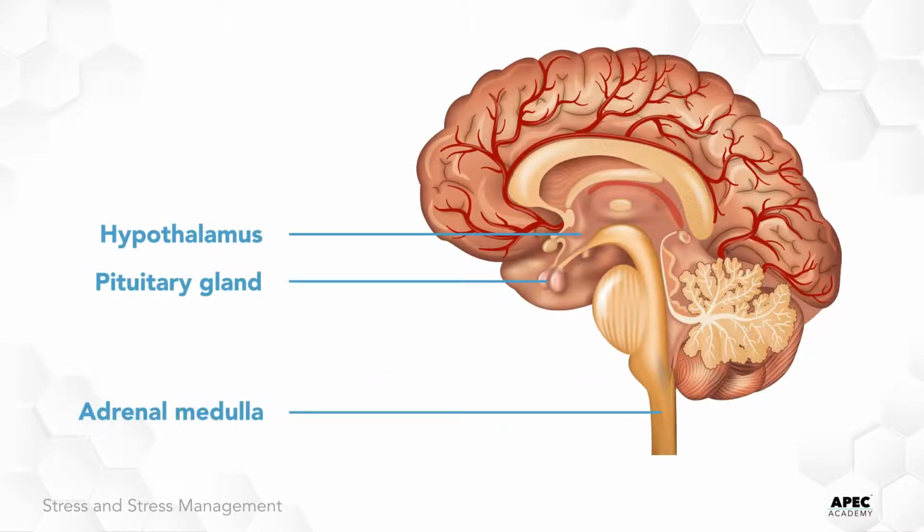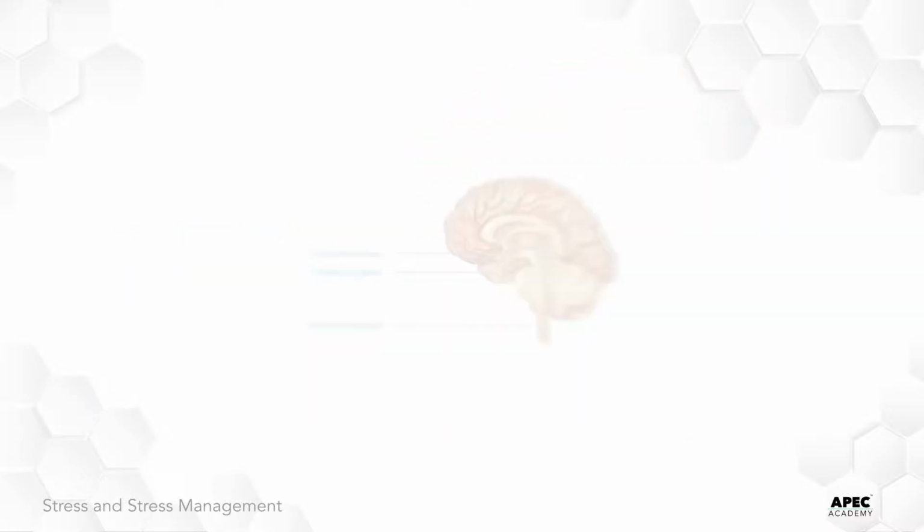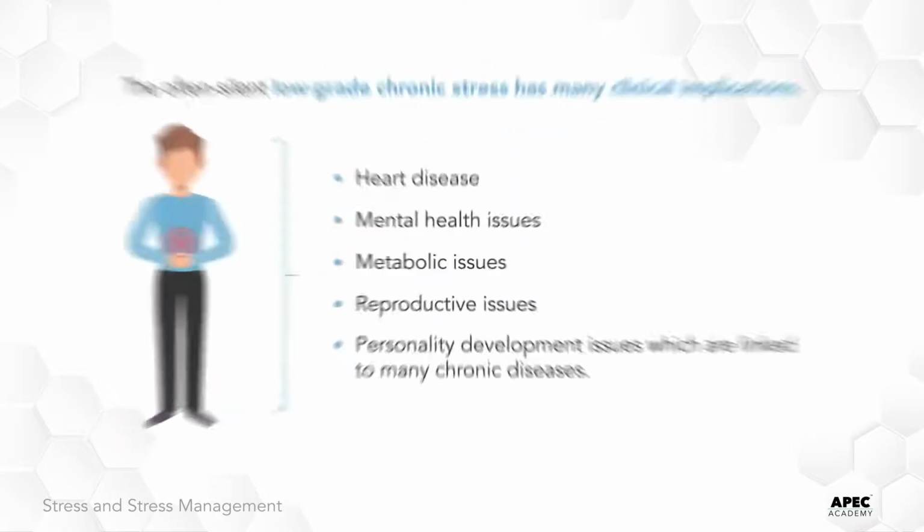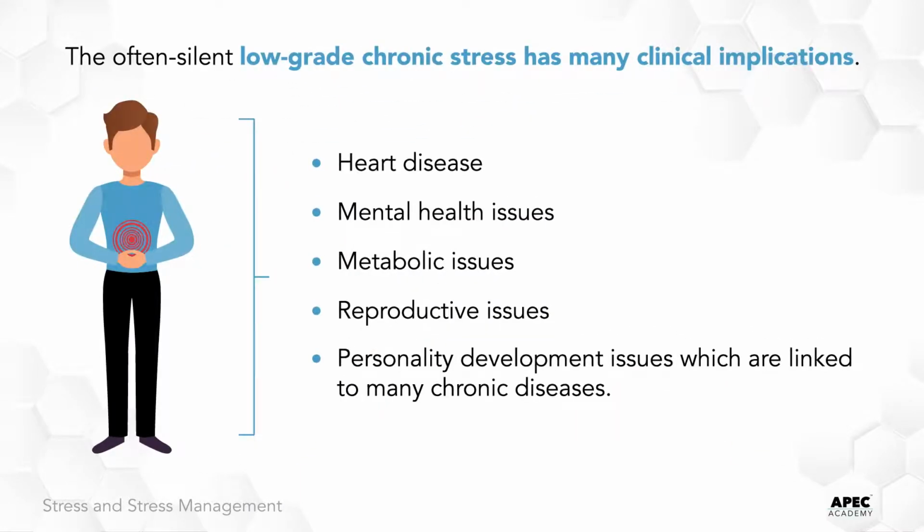The hypothalamus in the base of the brain is activated, which oversees the pituitary gland and the adrenal medulla. This produces the short-term responses associated with the fight-or-flight phenomena, which include increased heart rate, increased blood pressure, the release of hormones to mobilize energy into the body, a decrease in immunity, and a shunt of blood into the working muscles.